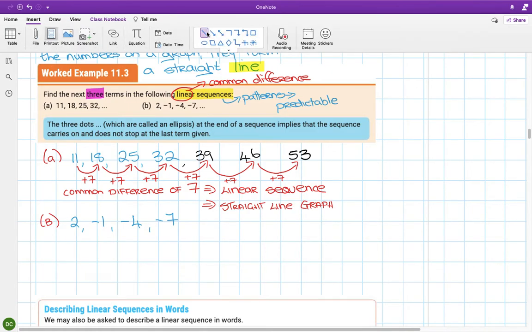Okay, I don't know what colour I'm in here. Okay, that's fine.